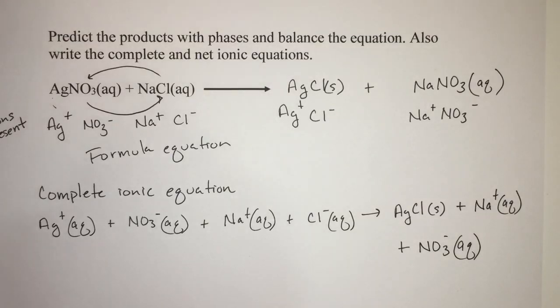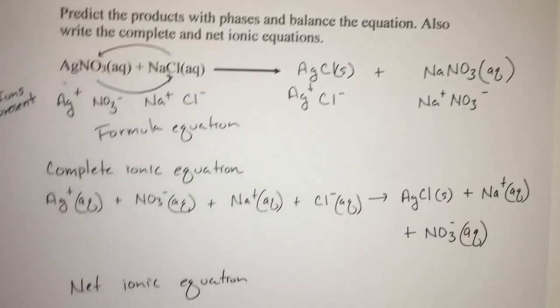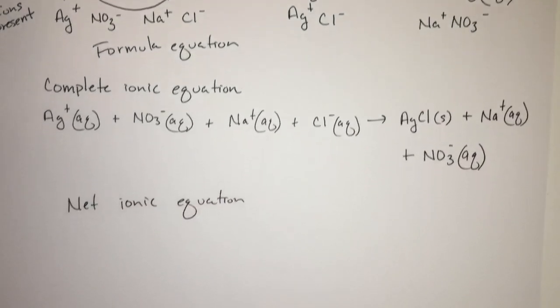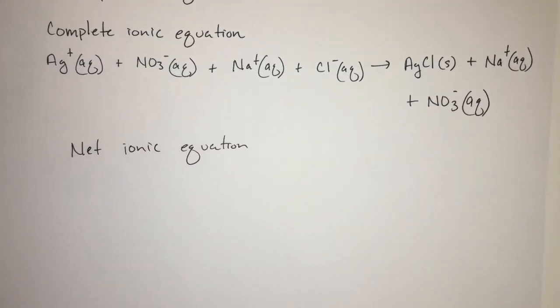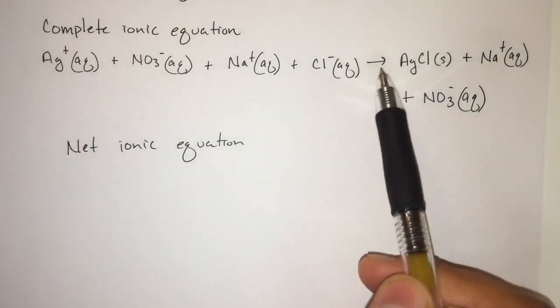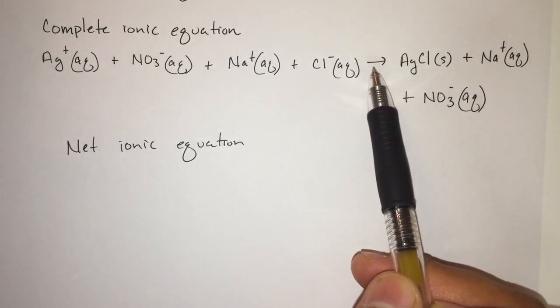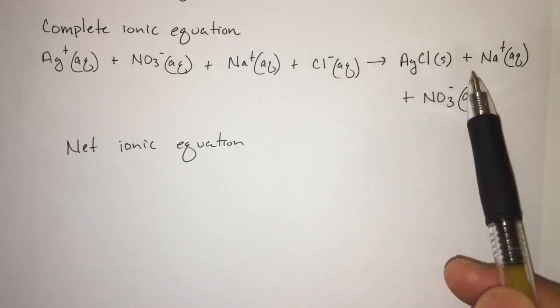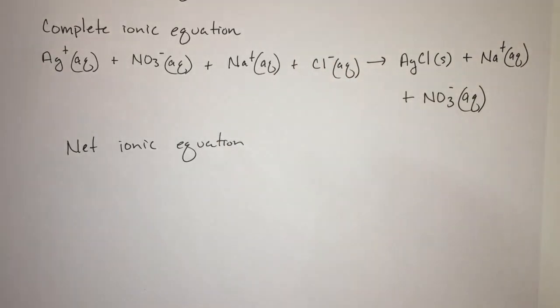Now, the net ionic equation. The net ionic equation, just like a math problem, is we cancel out what appears on both sides. Whatever's left over is the net. So look at the yield sign, and then on either side of the yield sign, notice what appears on both sides.